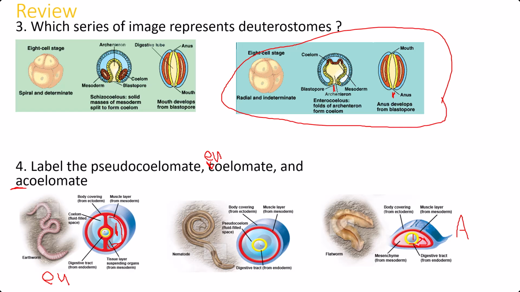And then here we have our digestive tract. There's a fluid area here and then just one lining. It's not completely lined. So that's our pseudocoelomate there.